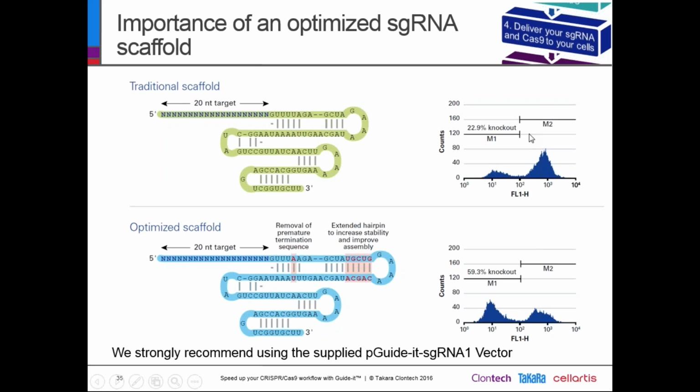And as you can see here at the end, the gene editing efficiencies are much higher when using the optimized scaffold compared to the traditional scaffold. And that's why I would really like to recommend using the supplied vector, even though you might already have a guide RNA in a vector. But for efficient Gesicle packaging and efficient gene editing, it's important to use the improved scaffolds.